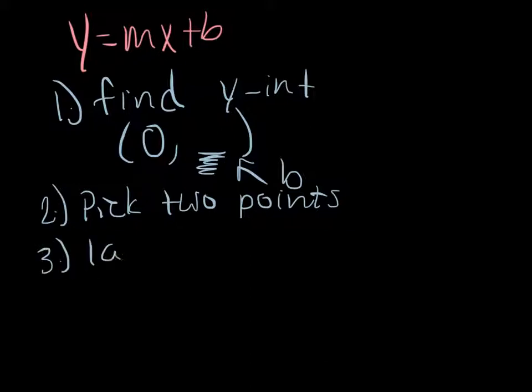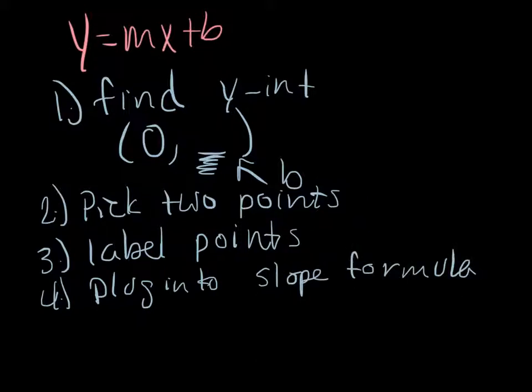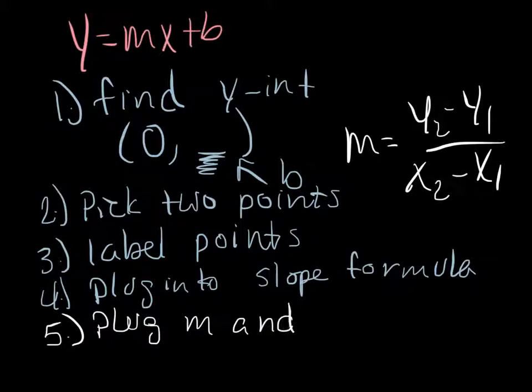Step 3, label the points, x1, y1, x2, y2. Step 4, plug into slope formula, which is m equals y2 minus y1 over x2 minus x1. And then step 5, plug your m and b into the equation of a line, y equals mx plus b. And those are your 5 steps.